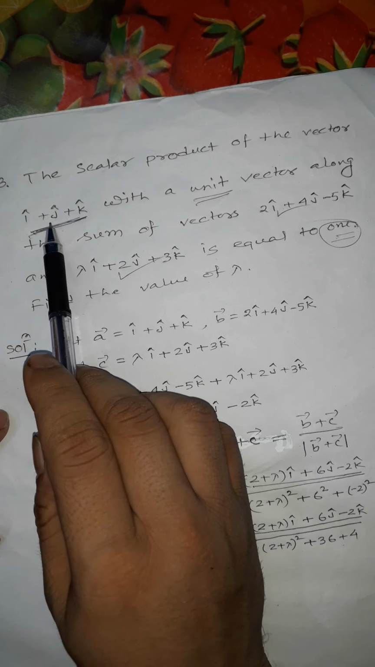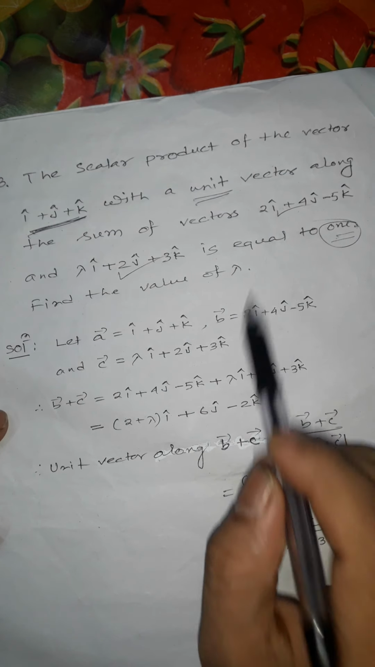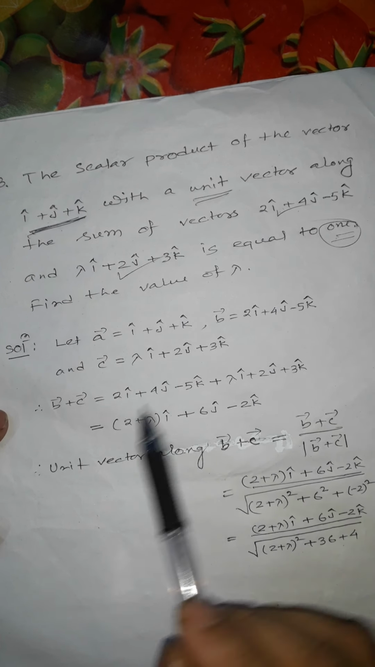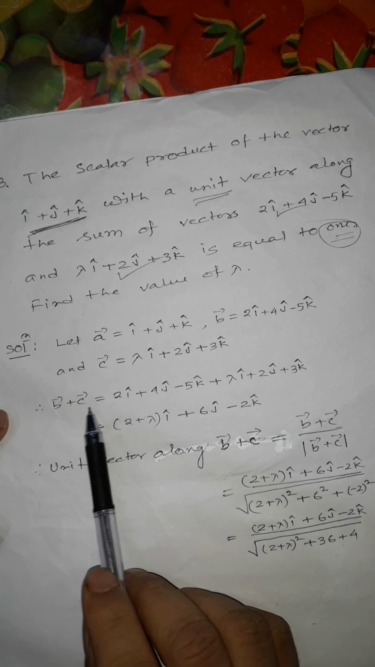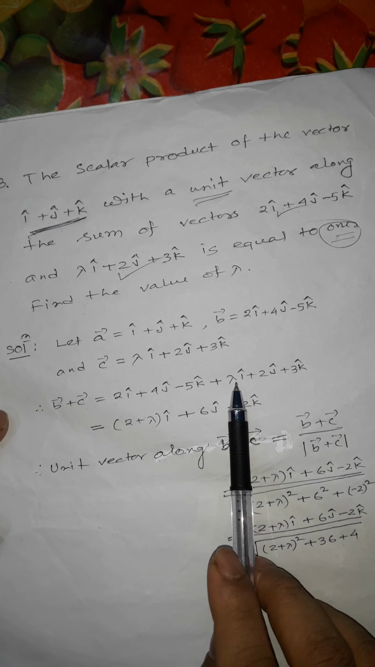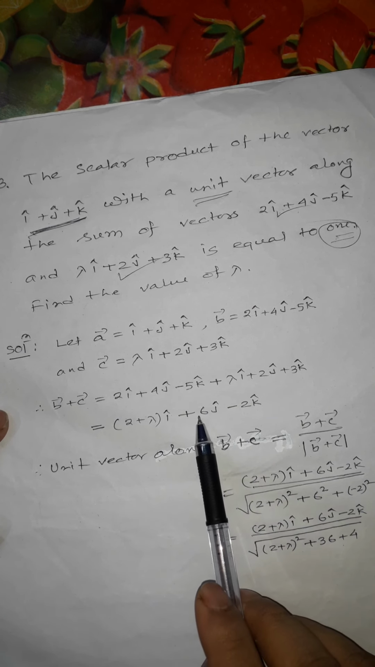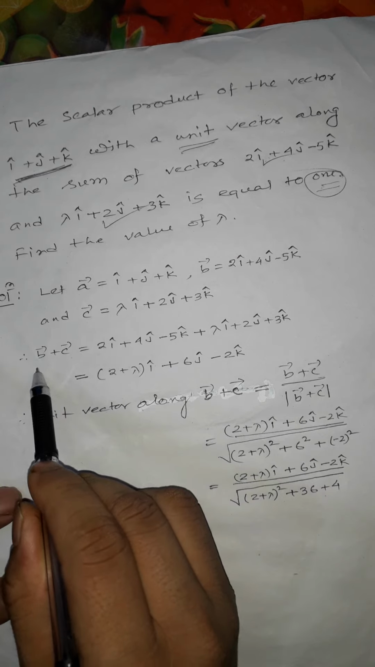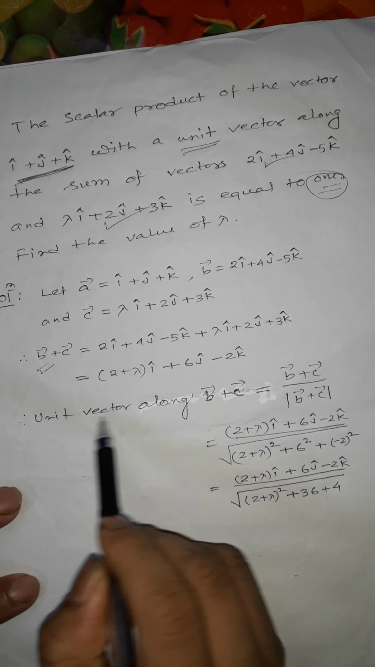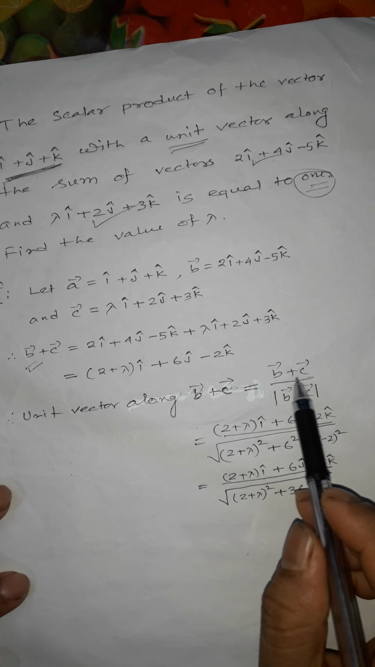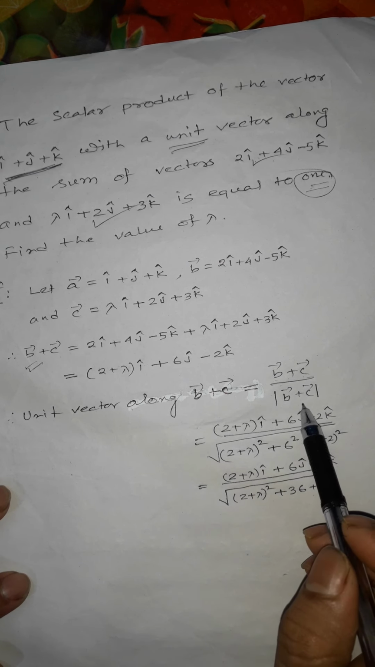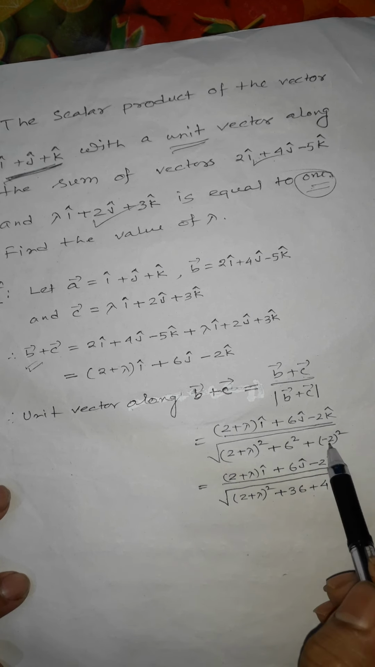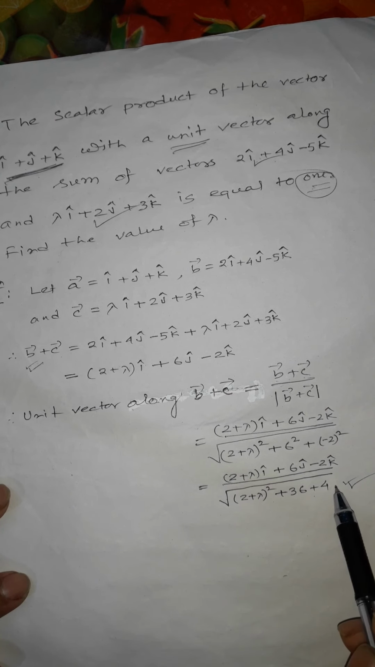So you consider the vector, the first one A, the second one B, and the third one C. So first you find the sum of these two vectors, B plus C. So B plus C will be 2 plus lambda whole into i plus 4j plus 2j is 6j, minus 5k plus 3k is minus 2k. Then you find the unit vector along the sum of B and C. Unit vector along B plus C is the vector B plus C divided by its magnitude, which is root of 2 plus lambda whole square plus 6 square plus minus 2 square.